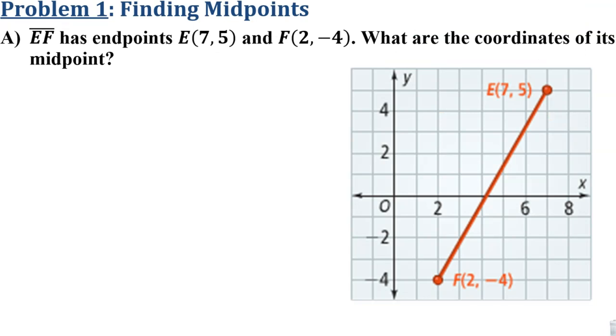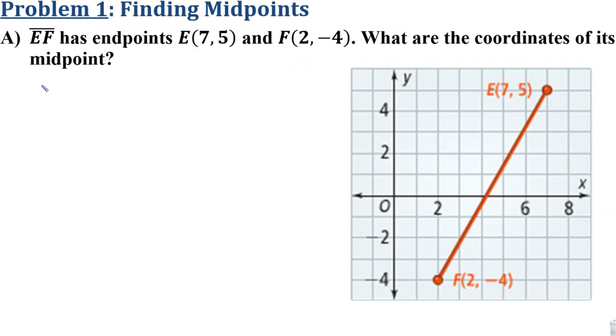Let's go ahead and use that formula here, show you how it works. Problem 1, finding midpoint. Part A says that EF has endpoints at E (7, 5) and F at (2, negative 4). We want to know what are the coordinates of its midpoint. And for this one, I have a picture to kind of help us visualize what's happening, but we'd be able to do this problem without a picture. All we need are the numbers for the points. And again, we're using our midpoint formula.